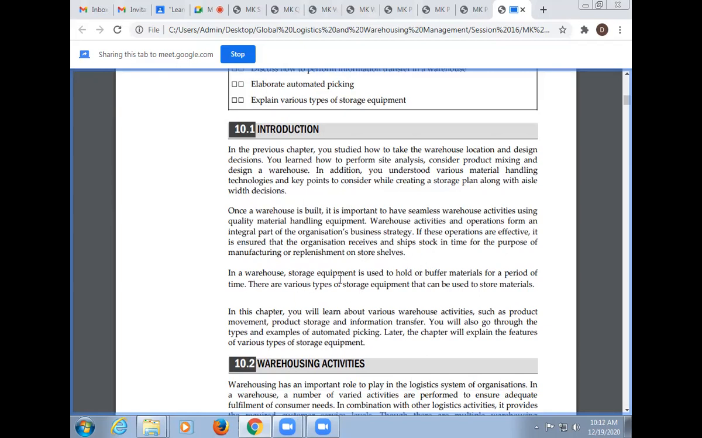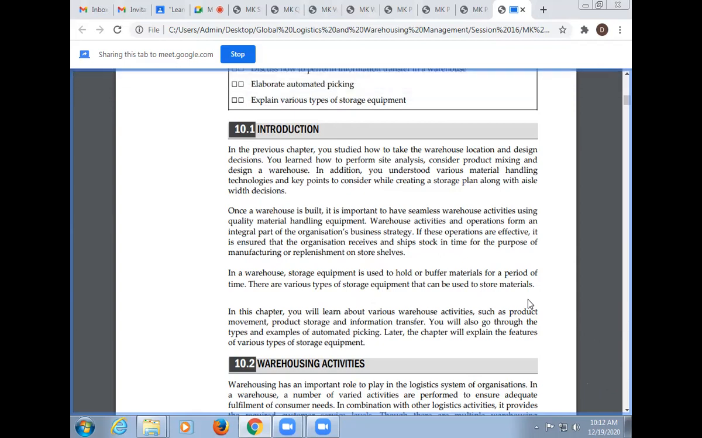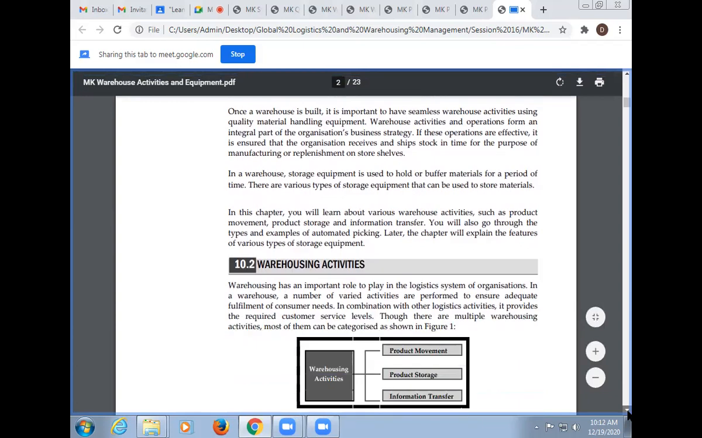In a warehouse, storage equipment is used to hold or buffer materials for a period of time. There are various types of storage equipment that can be used to store materials. In the industry, you can also find that storage of the material is important. This is a very important function of any industry also. In this context of the warehouses, we will study the storage equipment. Storage equipment is also essential in the case of industry.